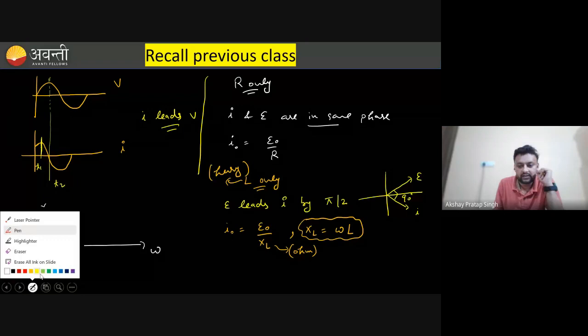Now moving towards the capacitive circuit.